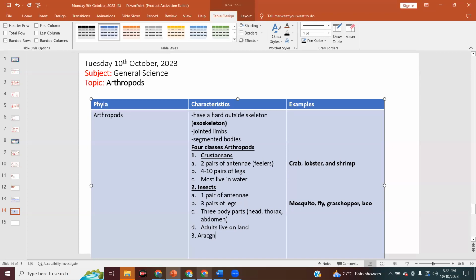Okay, next, number 3, we have the arachnids. The arachnids are cool. They're kind of like the cool version of the arthropods, in my opinion.